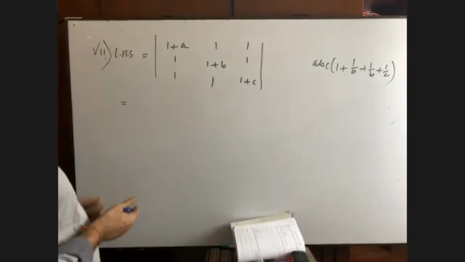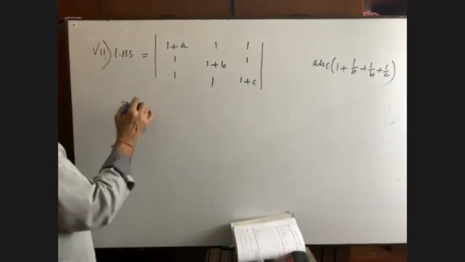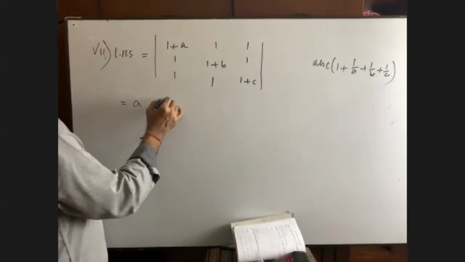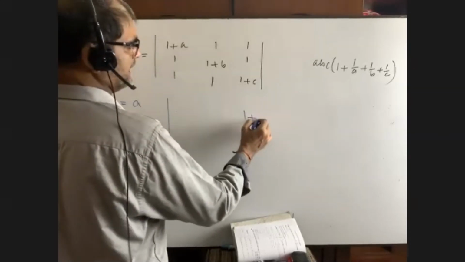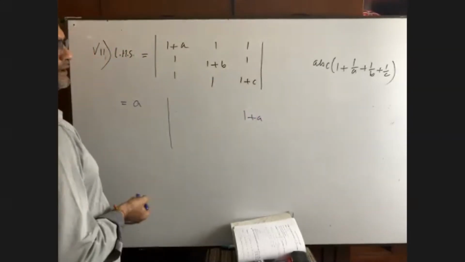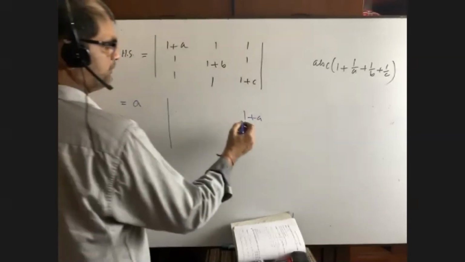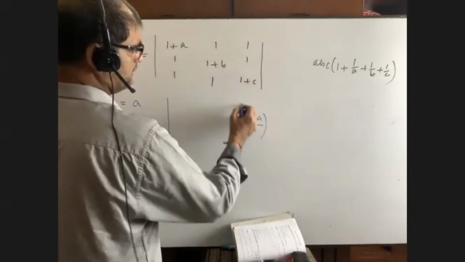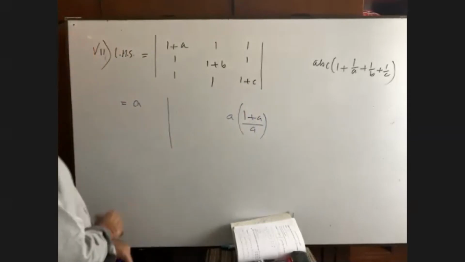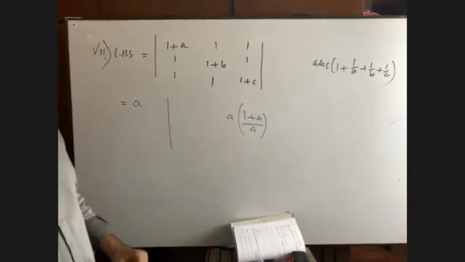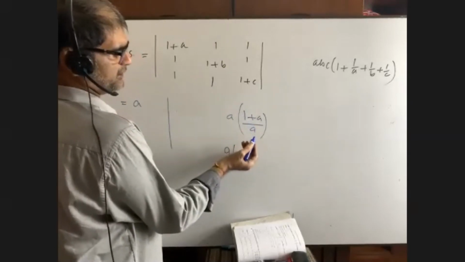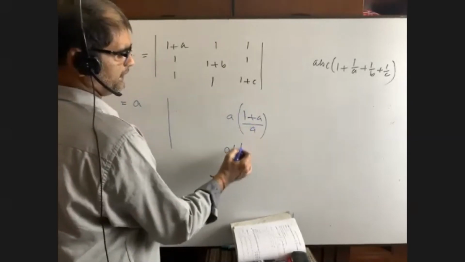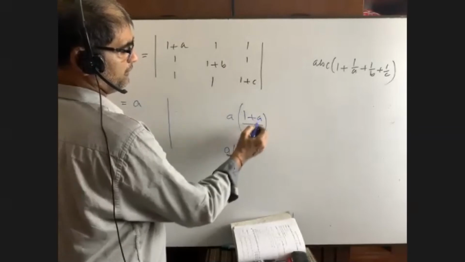I have to take a common, right? If I go for taking a common from the first row, you are given 1 plus a. What is meant by this? Can you please let me know? It means it is a, then it is a. Am I right? Talk to me. The a will be omitted, that means a will be kept as it is. Then it is 1 by a, and a by a equals 1.